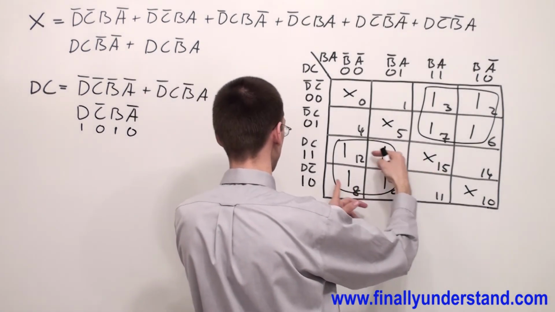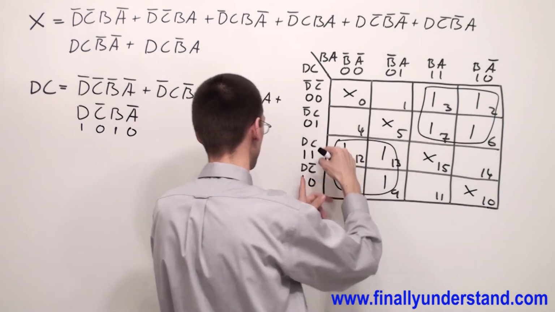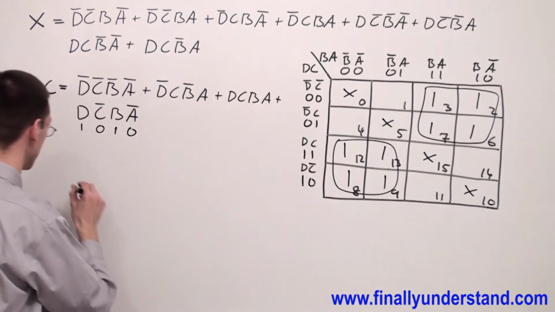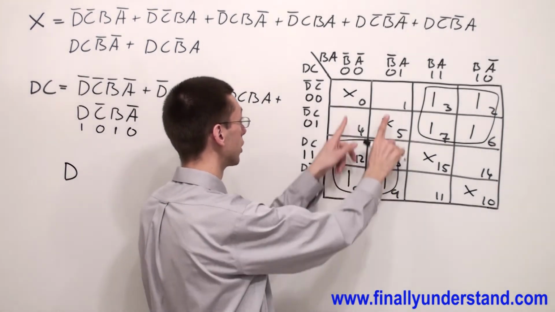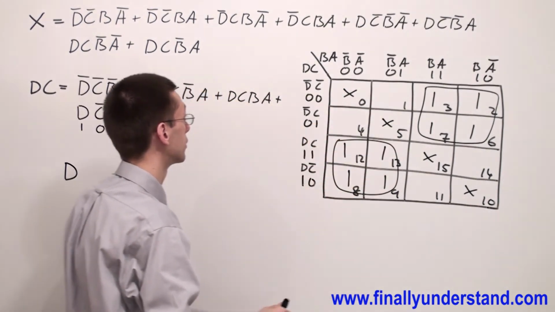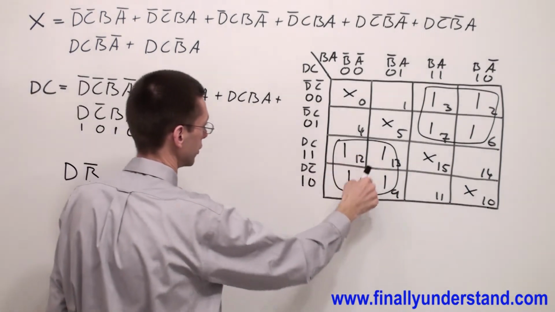The first one is placed in 2 rows and 2 columns. The common variable for these 2 rows is D. The common variable for these 2 columns is B naught. I'm finished with this group.